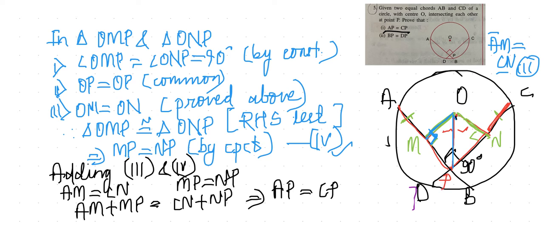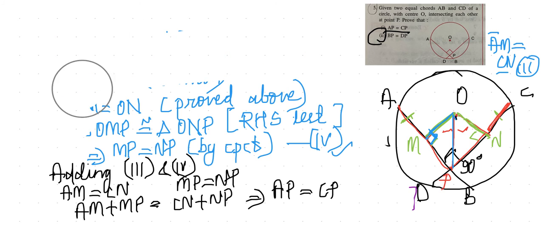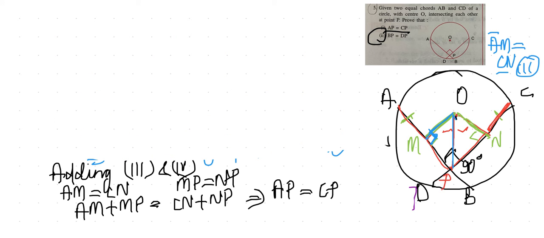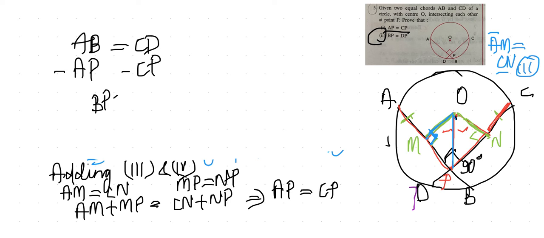Okay, and then what are you going to do for the second sub question, children? This I will be marking as homework. Why? Because it is already given that AB is equal to CD. You will be writing properly AB is equal to CD, and then if you subtract AP and here you subtract CP, then clearly AB minus AP is equal to what, children? If you see, it is equal to BP, and here it is equal to DP. So this is what you are required to prove.